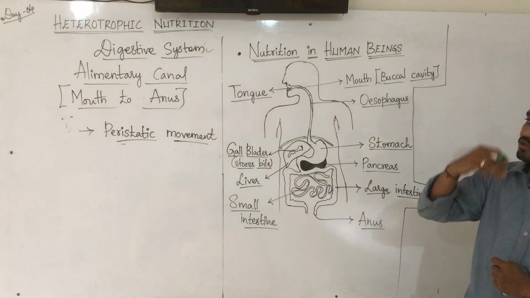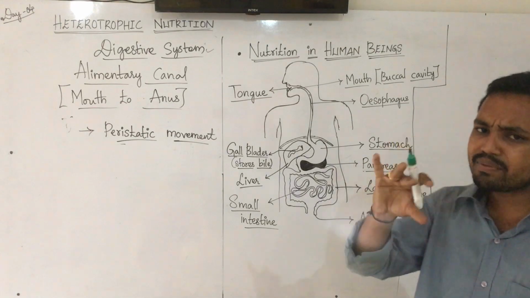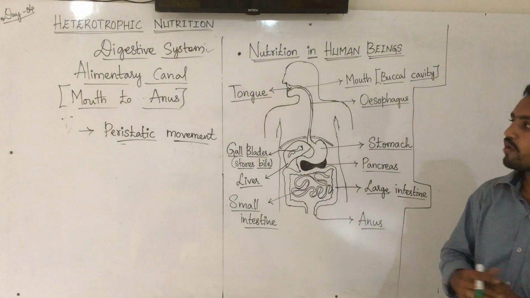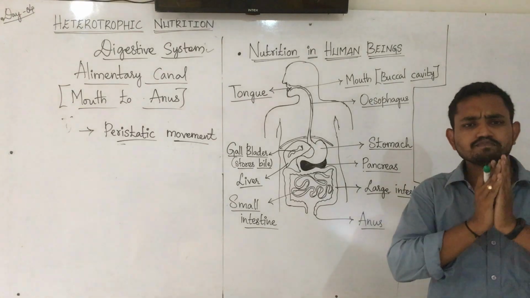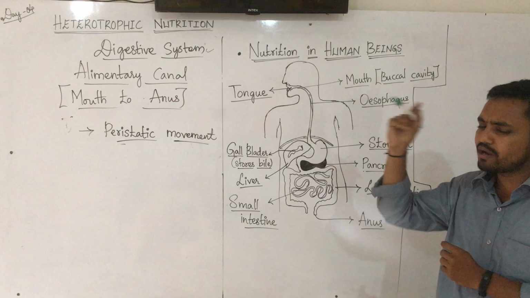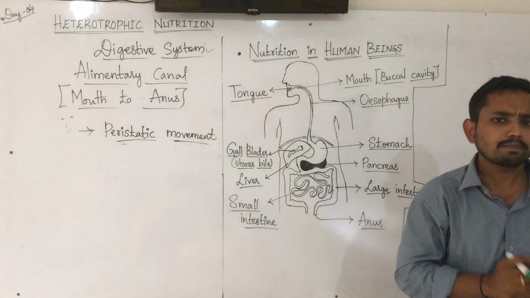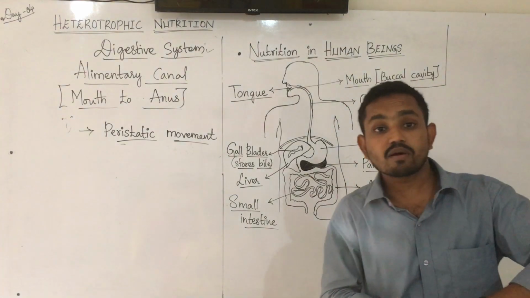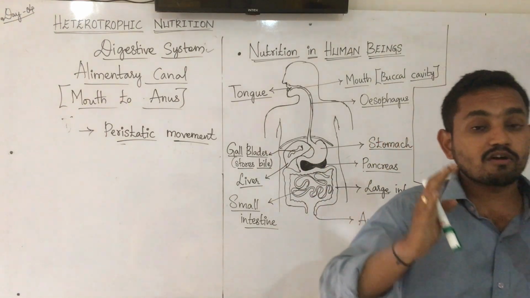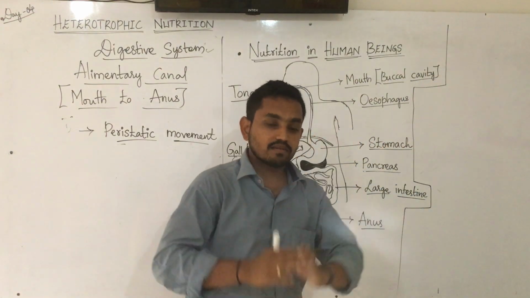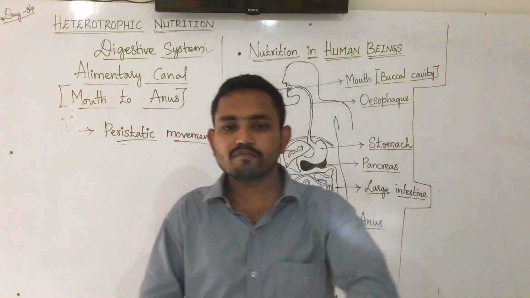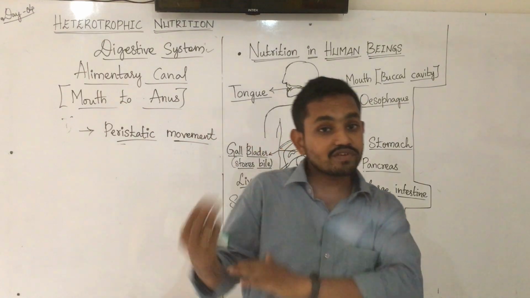So this is a brief introduction, a brief description regarding the digestive system of the human being. Whenever in the exam they ask for 5 marks, you just have to draw the structure and label the parts. Very simple. Starting from the mouth, I have already told that the digestive system of human beings is generally called the alimentary canal. The alimentary canal starts from the mouth and ends with the anus.